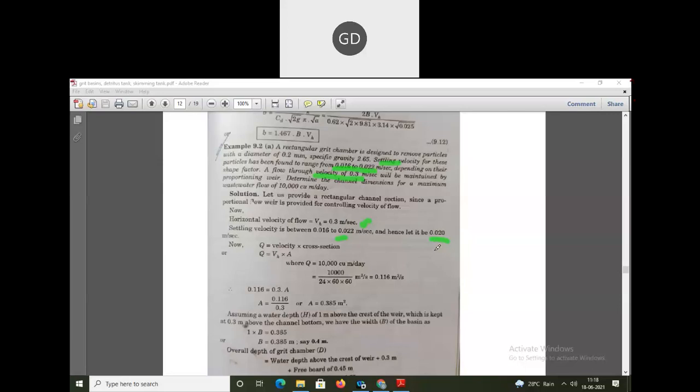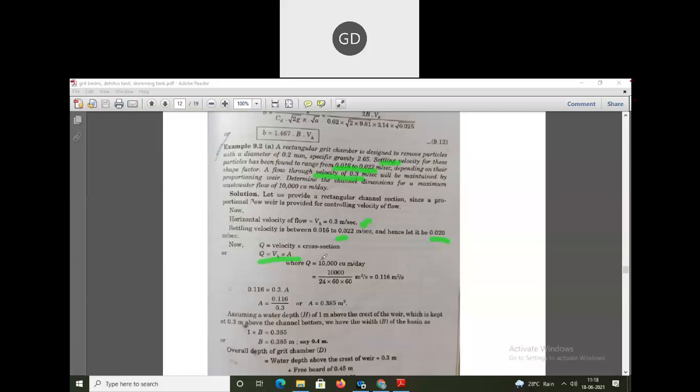So now, what we have to actually find out is the area. Our aim first is to find the area so that we can find the breadth of the channel, and also the depth of the channel. To find the breadth and depth of the channel, first we need to know the area of the channel. So how will you find the area? We have the discharge given. We know that the discharge equation is Q equals A into V. Everyone knows this, right? Q equals A into V.